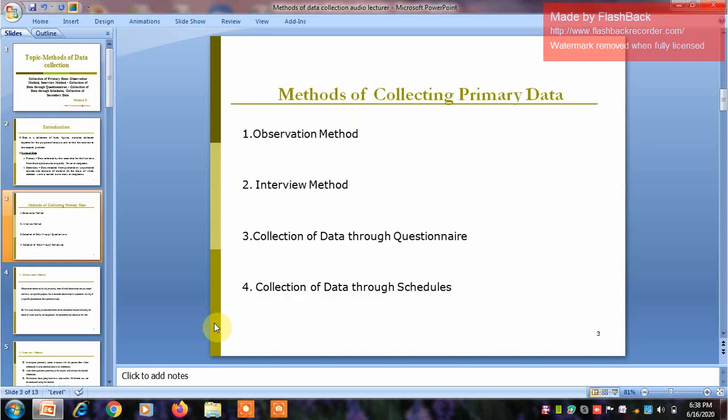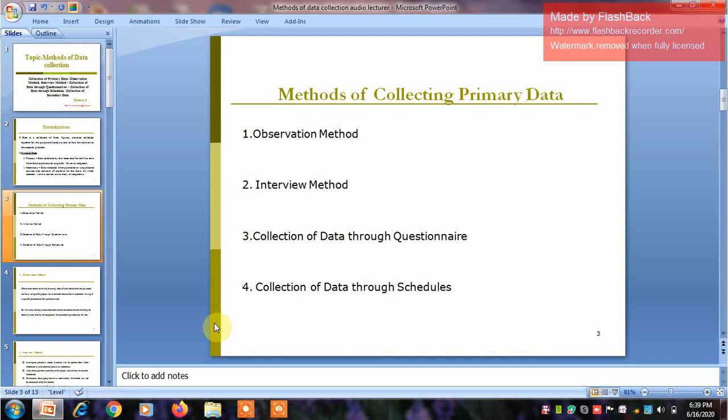Next, what are the methods of collecting primary data? When I say primary data, what are the sources we have? What are the methods, what are the techniques we have? The first one is the observation method. It is also one of the methods of primary data. In observation, a researcher just makes a casual observation of the respondents.